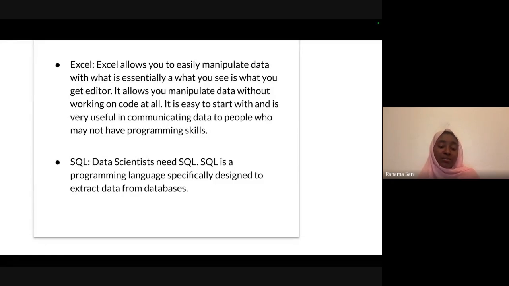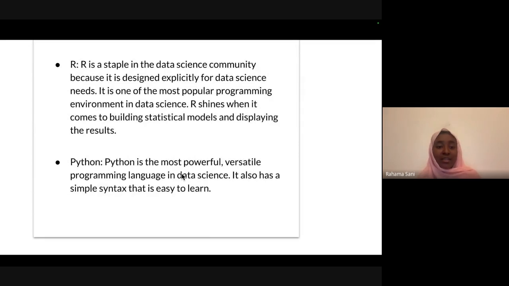Then next is SQL. Data scientists need SQL, and it's a programming language specifically designed to extract data from databases. And then R is a staple in the data science community, and it's designed explicitly for data science needs. It's one of the most popular programming environments in data science, and it shines when it comes to building statistical models and displaying the results.